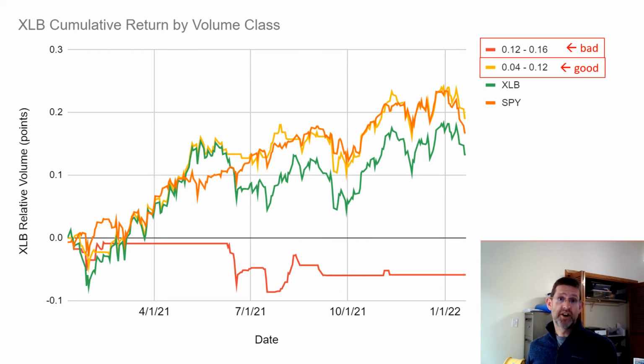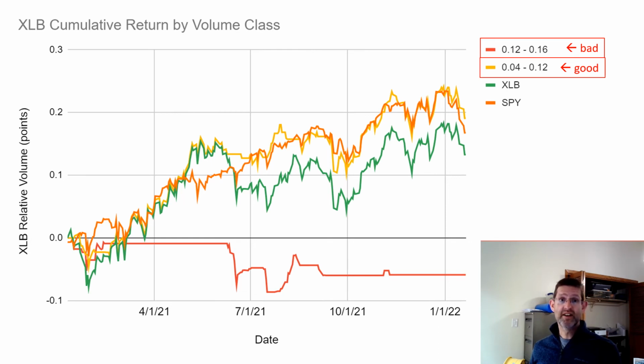So here's a cumulative return by volume class. So the yellow curve shows when the XLB volume is between 4 and 12% of the SPY. So that's 80% of the time. The red curve is when the XLB volume is higher, between 12 and 16% of SPY. So also I plot the cumulative return of XLB itself in green and of SPY in orange.